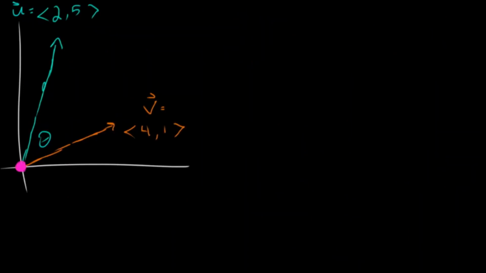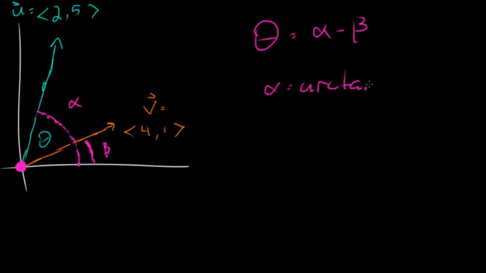All right, I want this angle right here. What is this angle? Well, this angle is this large angle, let's call it alpha, and then this small angle, let's call it beta. Alpha minus beta is theta. Theta is equal to alpha minus beta, and guess what? Alpha and beta are pretty easy to find. Alpha is just going to be the angle that 2, 5 makes. Alpha is just going to be the arc tan of 5/2.